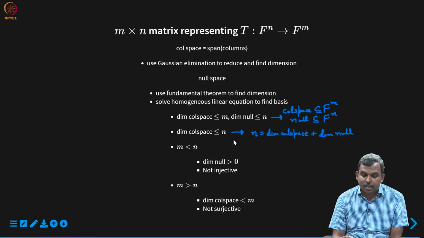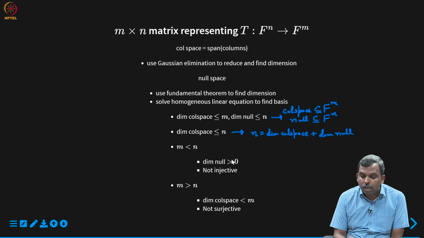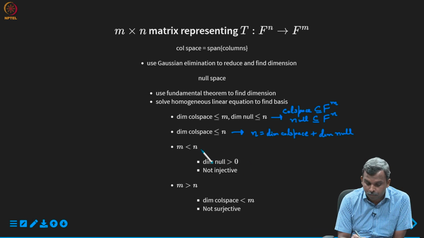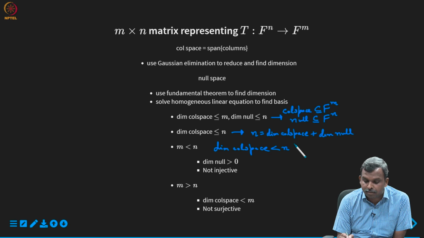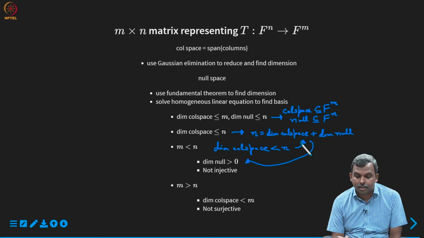Now, you can do further interesting things, particularly when m is less than n. When the matrix is fat, a wider matrix, you can argue the dimension of the null space will be strictly greater than 0. How do I get that? You know m is less than n, and the dimension of the column space is less than or equal to m. So the dimension of the column space is strictly less than n. Now, using the fundamental theorem, n equals the dimension of the column space plus the dimension of the null space, and since the dimension of the column space is strictly less than n, the dimension of the null space had better be non-zero, because otherwise it won't add up to n. So the dimension of the null space is strictly greater than 0.